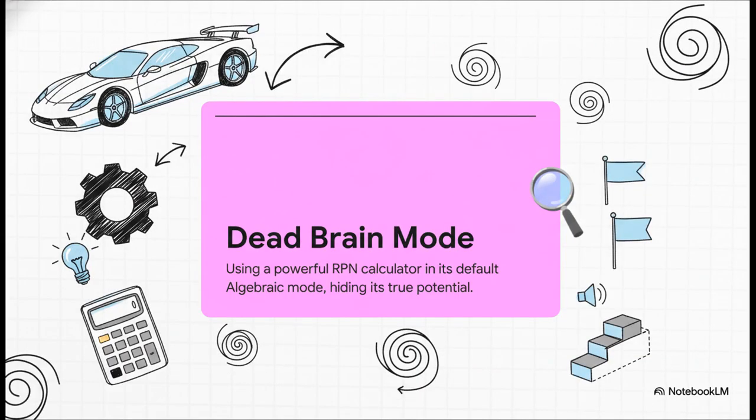He calls it dead brain mode, and it's exactly what it sounds like. It's when you have this powerful machine built for a way of thinking called reverse Polish notation, but you leave it in its factory default algebraic state. All the flags are untouched, the beeps are still on, and the revolutionary heart of the machine, the stack, is completely invisible. It's like you own a race car, but you're just stuck driving it in first gear.